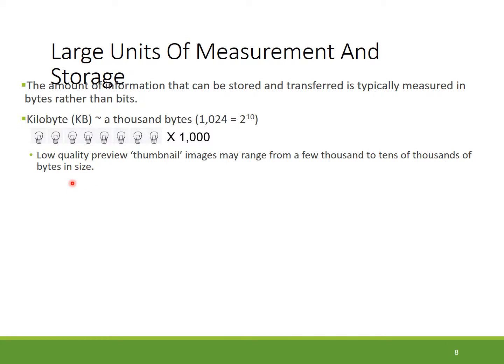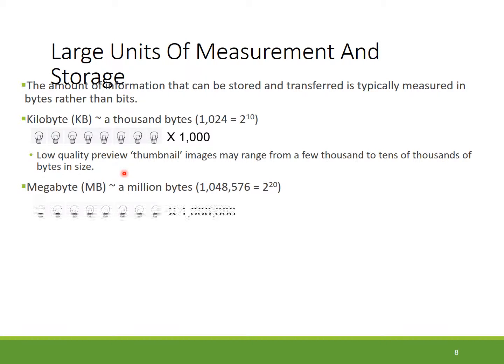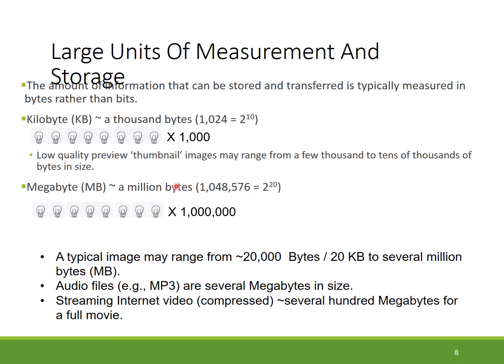Just to get an idea of what that might store, a low quality preview or a thumbnail image that you might see in Google Images, etc., may range in size from a few thousand to tens of thousands of bytes. So a megabyte, or a million bytes. Again, this is a byte here, and a byte can be used to store, for example, the letter A. A megabyte is roughly 1 million of those. So a typical image may range in size from 20,000 bytes to several million bytes. MP3 audio files are several megabytes in size. Streaming internet video, even compressed, can be several hundreds of megabytes for a full movie.